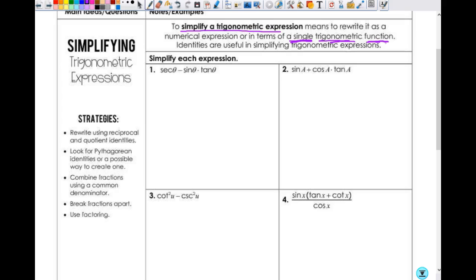So here's some strategies. First one is to rewrite using reciprocal and quotient identities, which are the ones you already know. Look for the Pythagorean identities or possible ways to create one. Okay, so you've got Pythagorean identities on there as well. There's 3 of them. Combine fractions using a common denominator. Okay, and break fractions apart. So putting them together and taking them apart are things that are going to happen a lot. And some factoring as well.